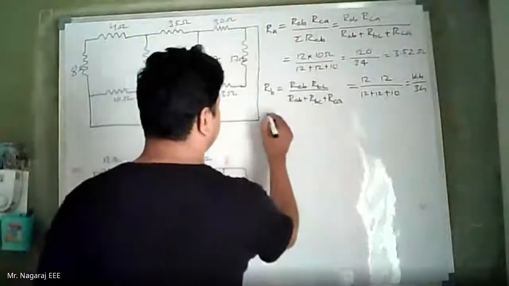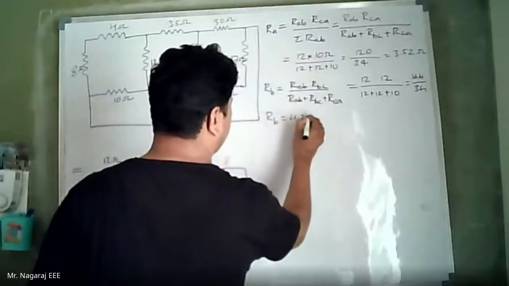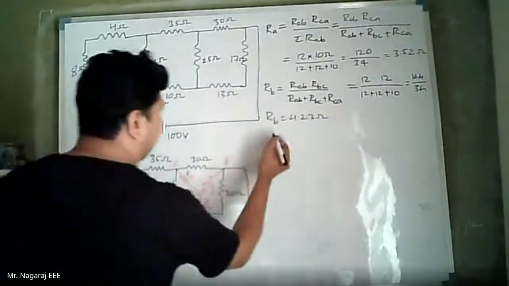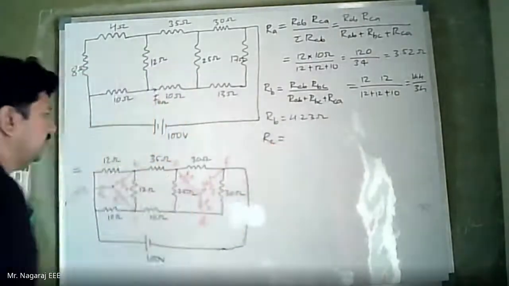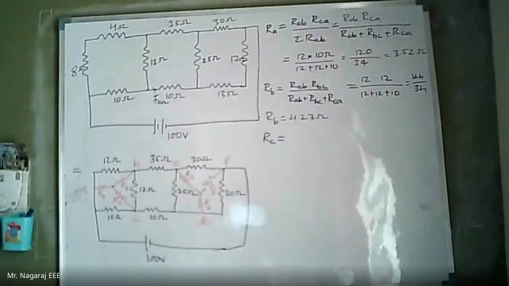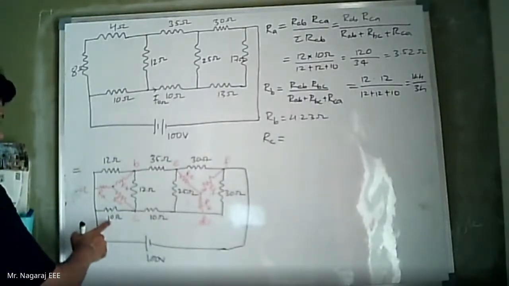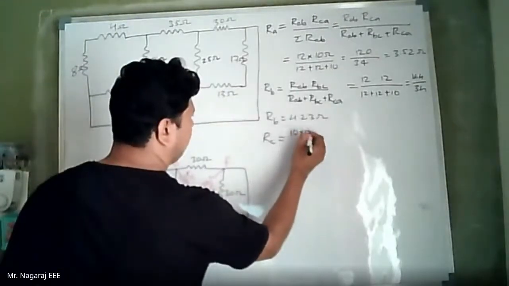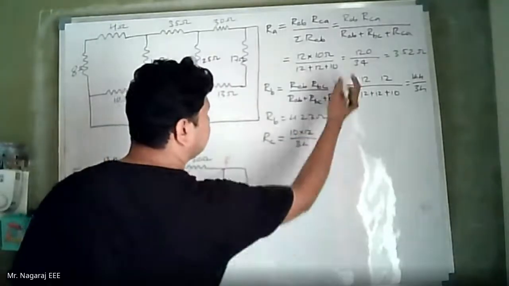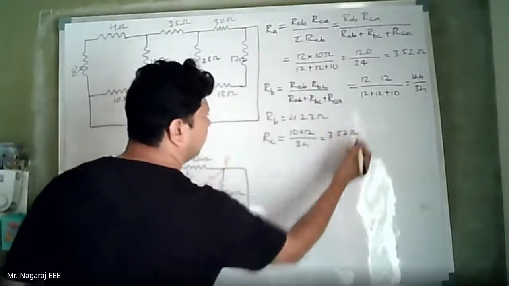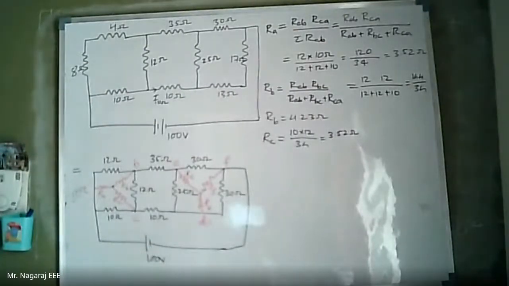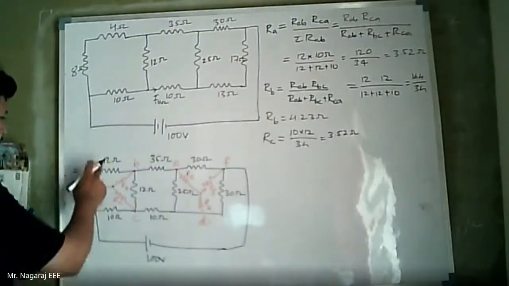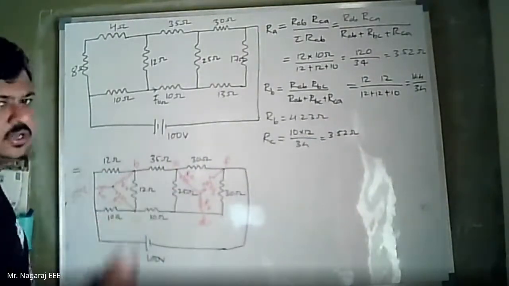4.23. So RB is 4.23 ohms. Okay. Next, RC, I will write it directly. Resistors connected to C terminal: 10 ohm and 12 ohm. 10 into 12 divided by 34. That is same as 3.52 ohms. So these are the three resistor values, obtained after transforming this delta formation of 12, 12 and 10 ohm to star connection.